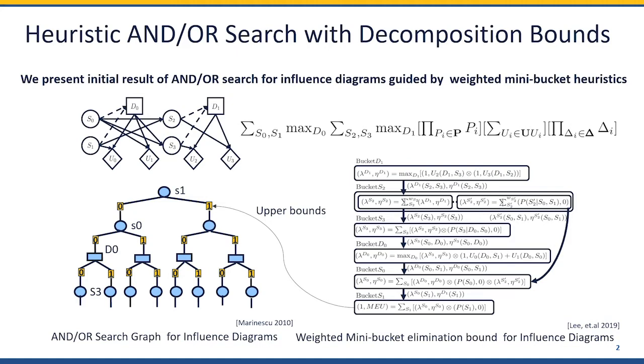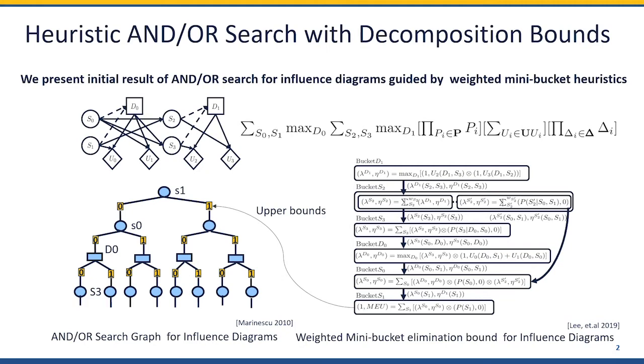The AND/OR search with decomposition-based heuristic has been proved effective for many probability inference queries such as MAP inference, summation, and marginal MAP. In this paper, we first present results of applying AND/OR search for inference diagrams with a heuristic function generated by the weighted minibucket bounds.